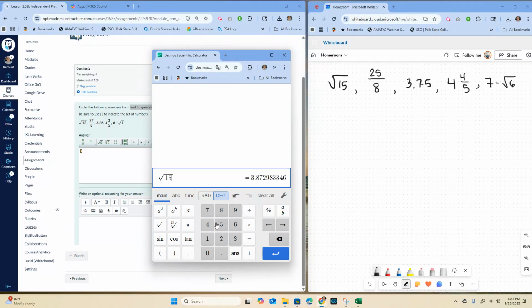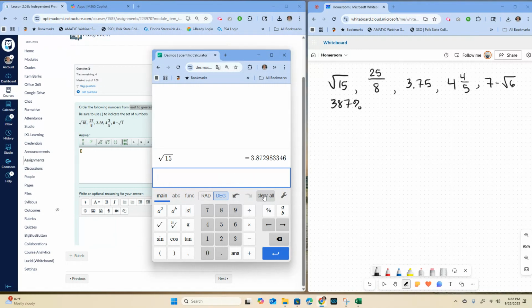Square root of 15, look what I got. That decimal in my new line, I'm going to click the ANS, and I'm going to multiply by 100. And what I did is I took the decimal answer, square root of 15, and I converted it to a percent. So this is around 387%. Okay, that's the first one.